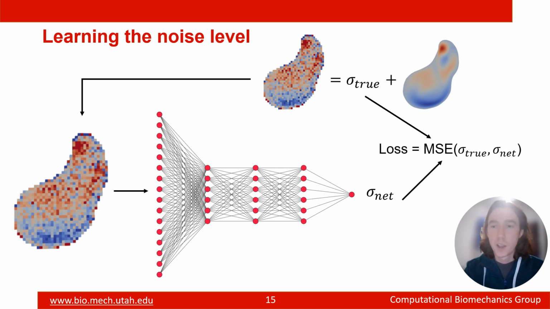The first step is we want to estimate the noise level in the MRI snapshots. To do this, we have CFD simulations. We add artificial noise to it to get a noisy snapshot. We feed this noisy snapshot into a neural network, and the output is only one single number, which is the noise level. This way, we can teach a network to estimate the noise level from a snapshot.